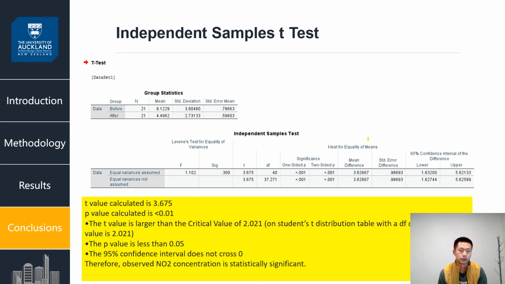And now we're going to talk about the results of our t-test. The t-value calculated is 3.675. The p-value calculated is less than 0.01. The t-value is larger than the critical value of 2.021. The p-value is less than 0.05. The 90% confidence interval does not cross zero, because we can see on the table the 90% confidence interval is lower at 1.6, upper at 1.5, which does not cross zero. So therefore the observed NO2 concentration reduction is statistically significant.